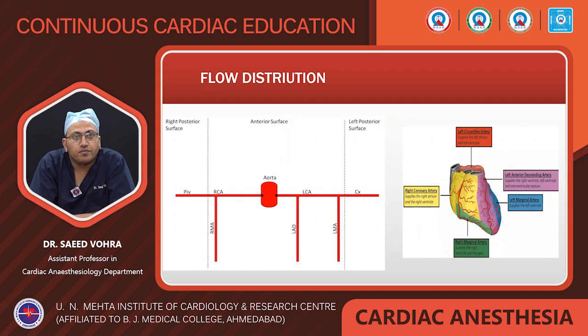Now, this is a pictorial depiction of the distribution of the coronary arteries. The anterior surface is majorly supplied by the left coronary circulation through the LAD and marginal branches, whereas the left posterior surface is supplied by the branches of the circumflex artery, and the right posterior surface is supplied majorly by the posterior left ventricular branch of the right coronary artery.